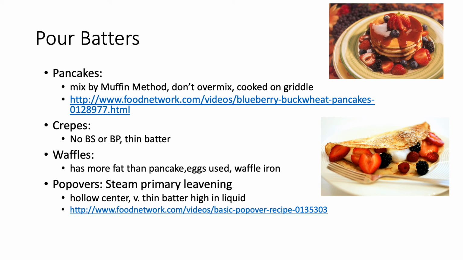Popovers as well. So steam is actually the primary leavening agent in popovers, and that's something they're able to do because they have such a high liquid ratio. And they also have that hollow center in there as well from the steam evaporating.